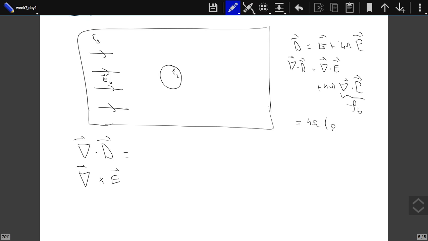The divergence of P doesn't refer to any surface, so it cannot be the surface charge, but it can be the bulk charge, minus rho B. What is the divergence of the electric field? It is 4 pi times rho plus rho B. Now, what we call rho and what we call rho B are different things. The total charge density is rho plus rho B. But rho is the charge that we put in the system. Rho B is the charge created by the displacement of the charges already existing in the system.